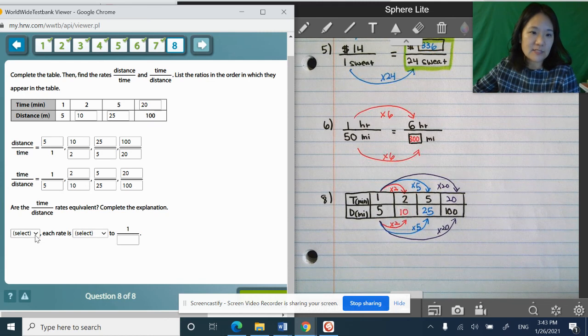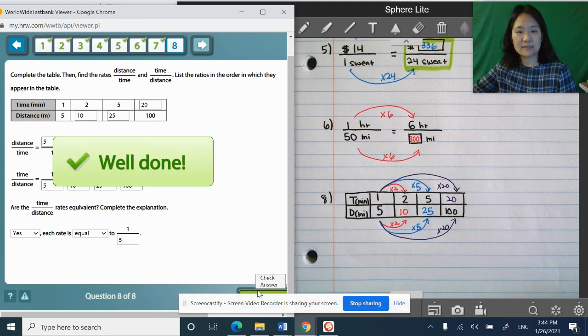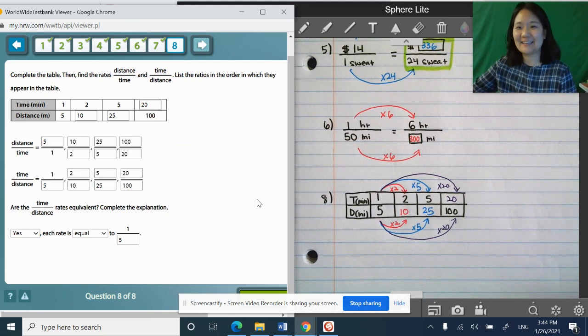And then last, fill in the blank. Yes, each rate is equal to 1 to 5. Hopefully I get that right. Yay! And I am done with the homework help. Thank you.